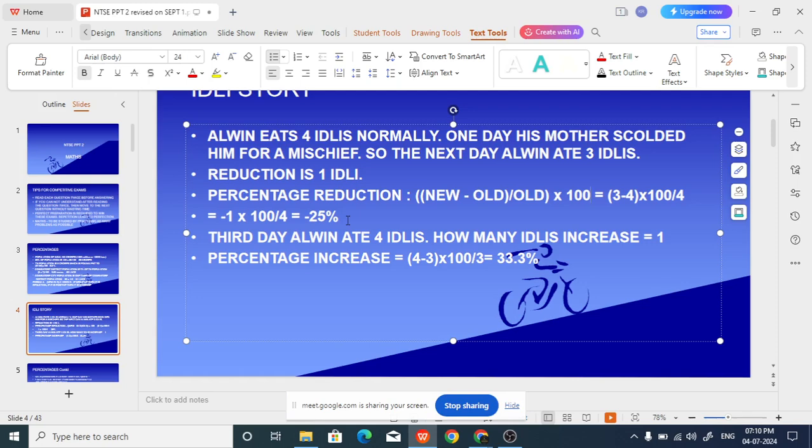Okay, anybody has any doubt, or should I repeat again? When it decreased from 4 to 3, the percentage reduction is 25%. When it increased from 3 to 4, the percentage increase was 33.3%. This you should keep in mind, because you should keep the formula in mind, new minus old divided by old into 100.